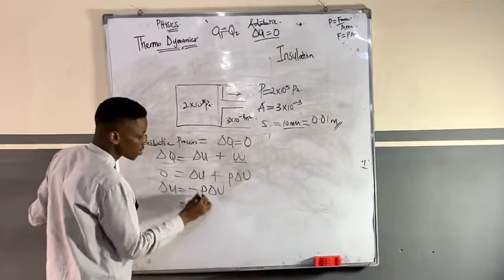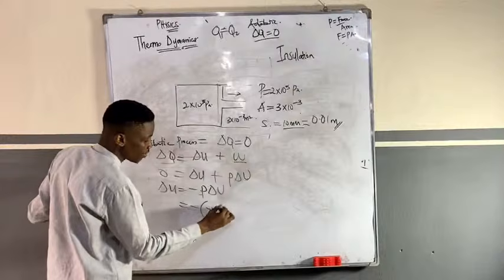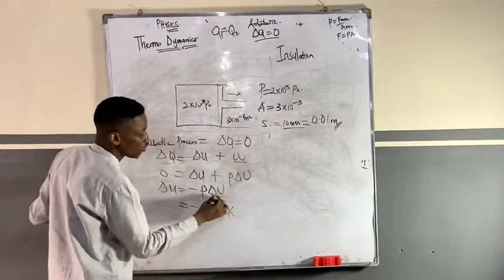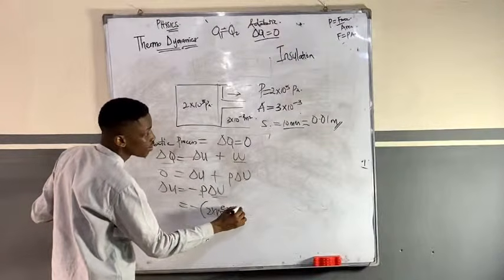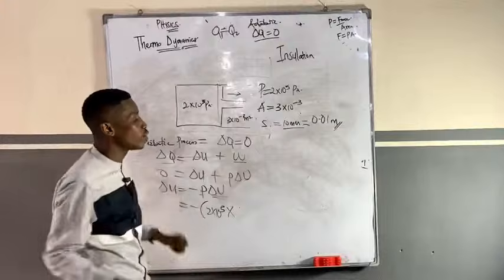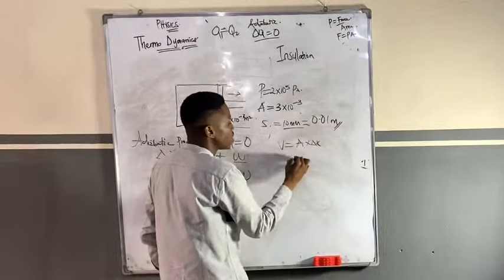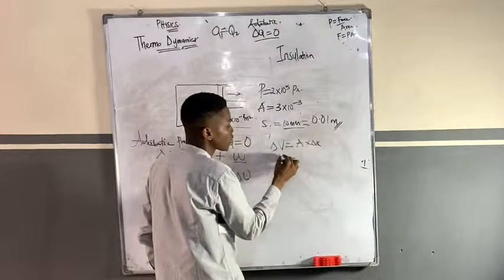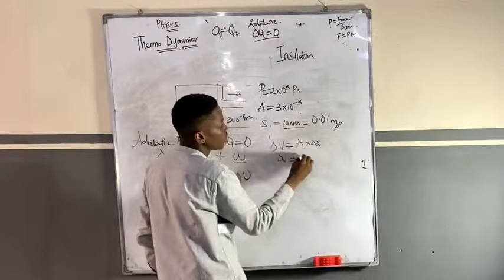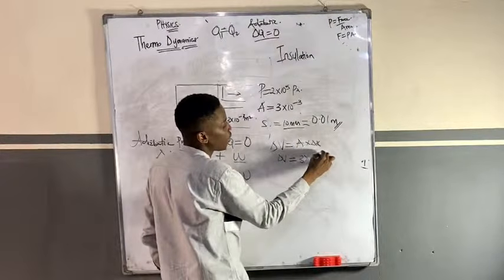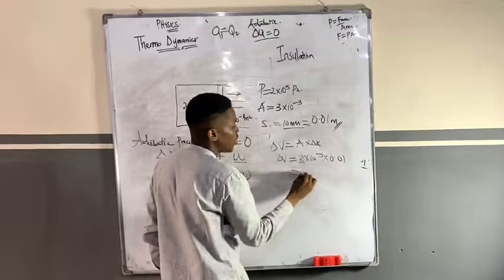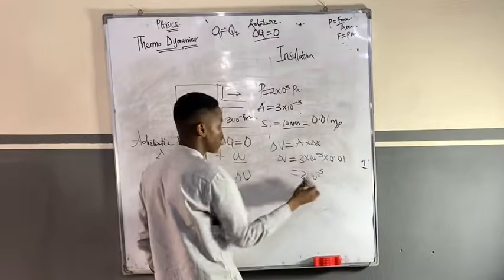So this will be minus 2 times 10 raised to the power 5 times, what is the volume? Okay, yeah, we have to look for volume. Volume is area times change in distance. So what is the volume? 3 times 10 raised to the power minus 3 times 0.01. That will be 3 times 10 raised to the power what? Minus 5.